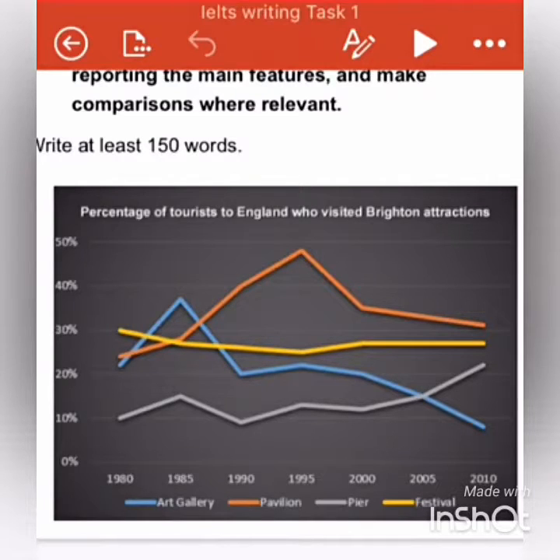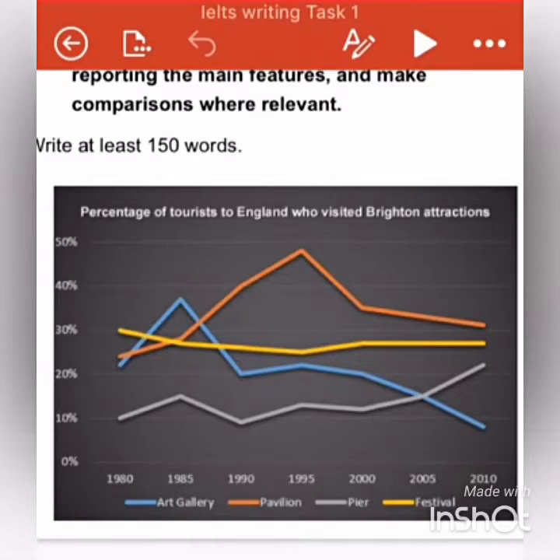So this line chart is going to be measured with percentages. So we can see there was just a little flat change of festivals. Pier, there was an increase overall. Art gallery was a decrease overall, and the pavilion, there was fluctuation. It went to the top, and overall it had some percentage of increase at the end.